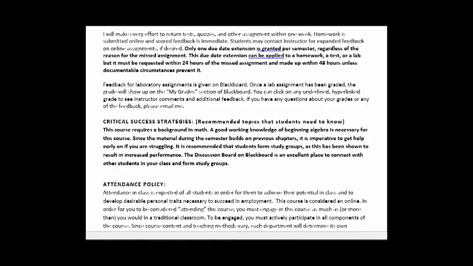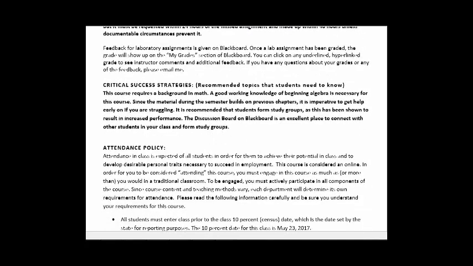How will you see your feedback? The Learn Smart and Connect feedback will be automatic, and you'll be able to see it immediately. The laboratory assignments are manually graded by me, so you will not see a grade until I manually go in there and grade it. Once you see a grade pop up, you will be able to click on that grade to see additional feedback.